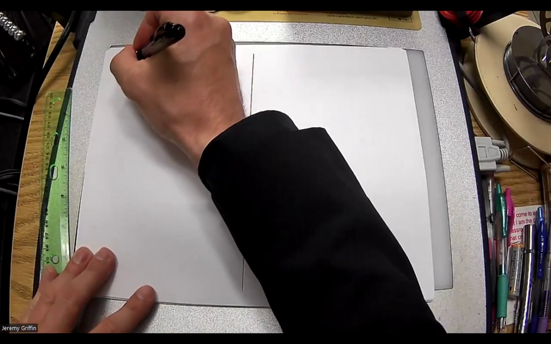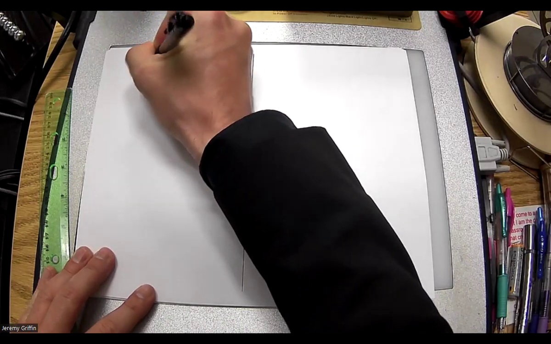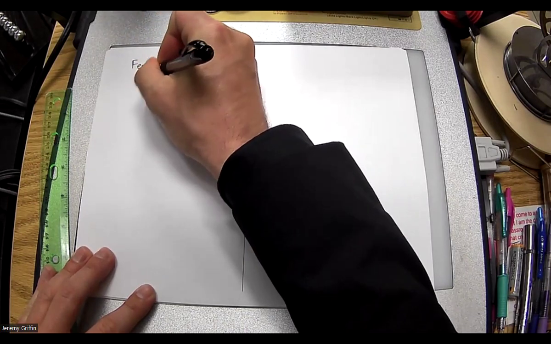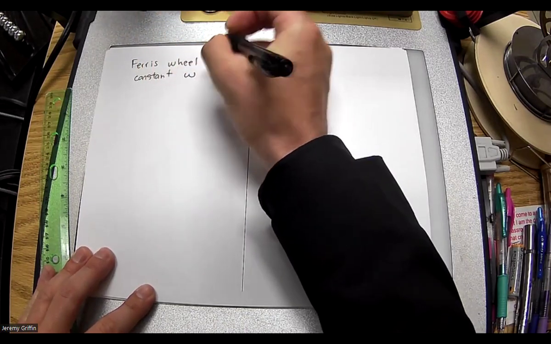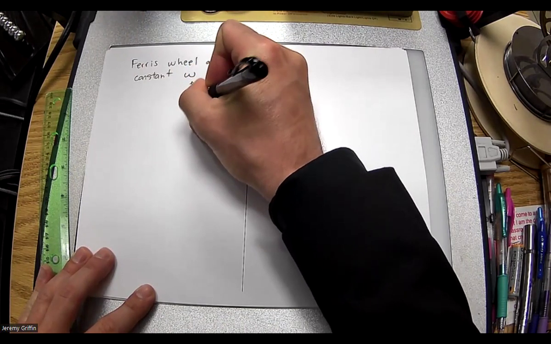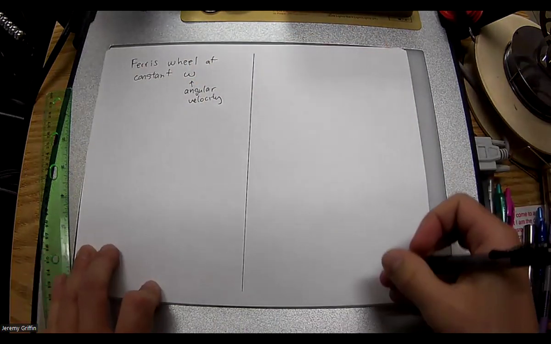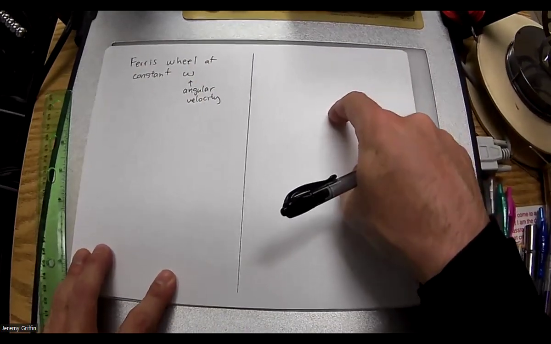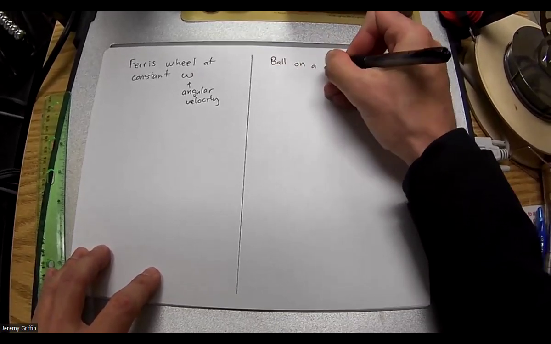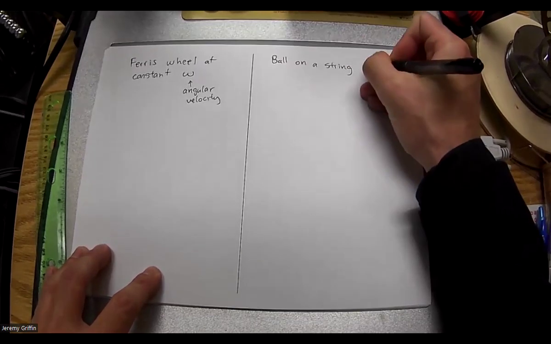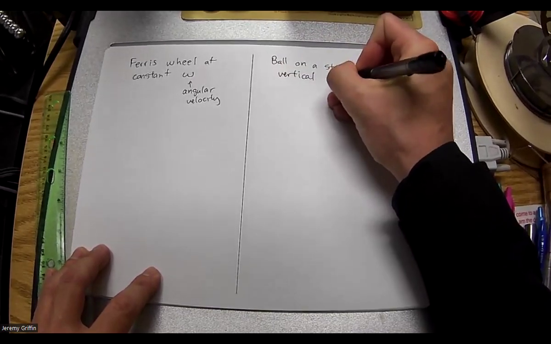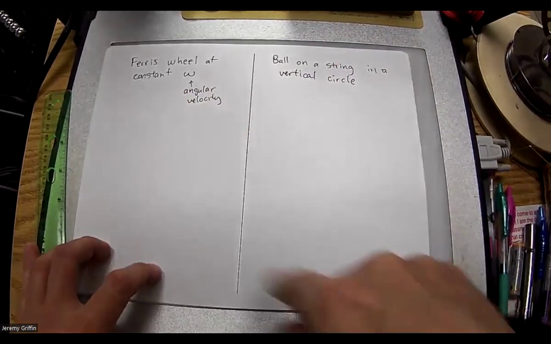Let's do a Ferris wheel at constant angular velocity. Well, here, angular velocity, that's what omega is. You guys know that, right? Versus, I'm going to look at a slightly different scenario. Let's look at a ball on a string in a vertical circle. And the Ferris wheel is also a vertical circle too.